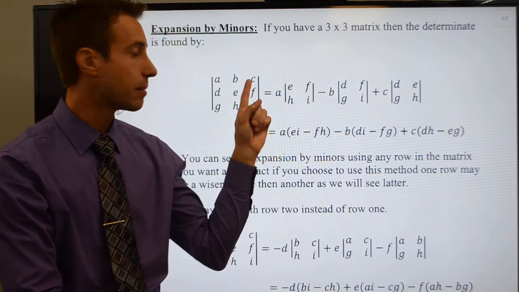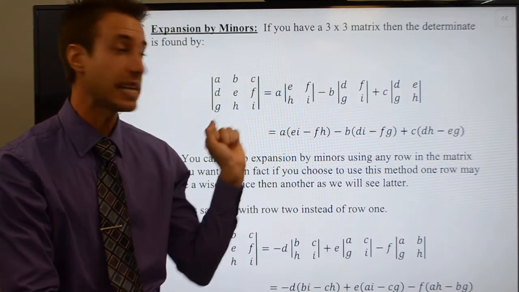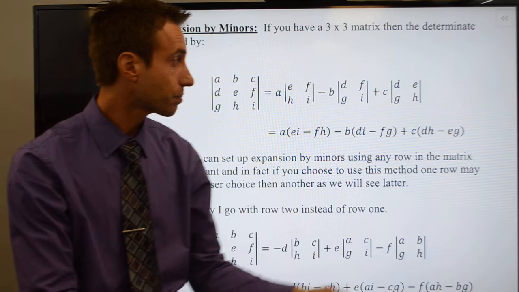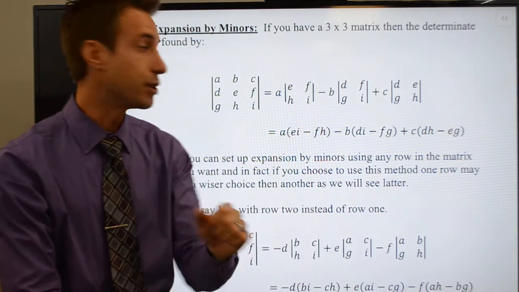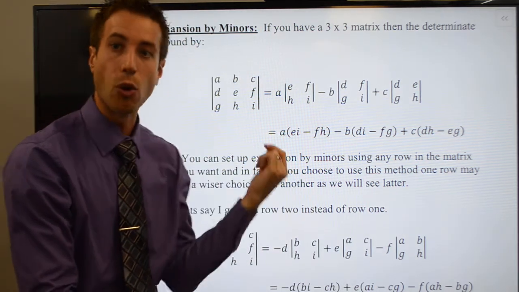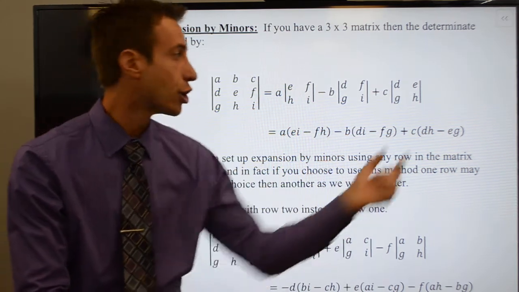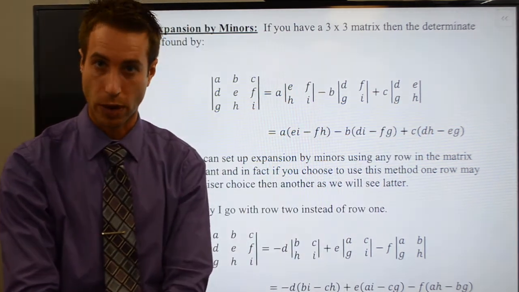Finally, the last element in that top row, right, is C. So I pull the C out. It is now again positive. And because I'm using C, none of the elements from that row or that column can be used, which leaves me with D, E, G, and H, which I use to write a 2x2 square matrix.